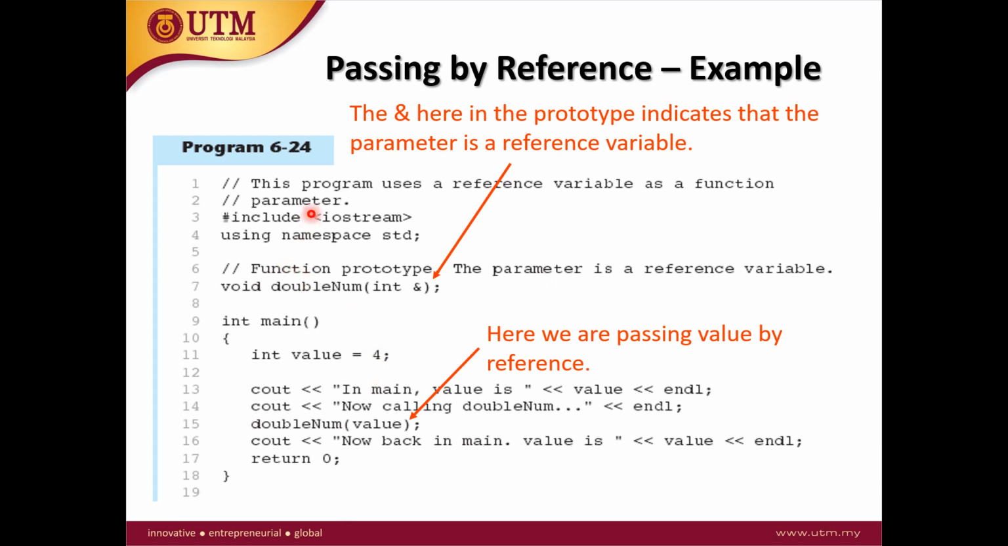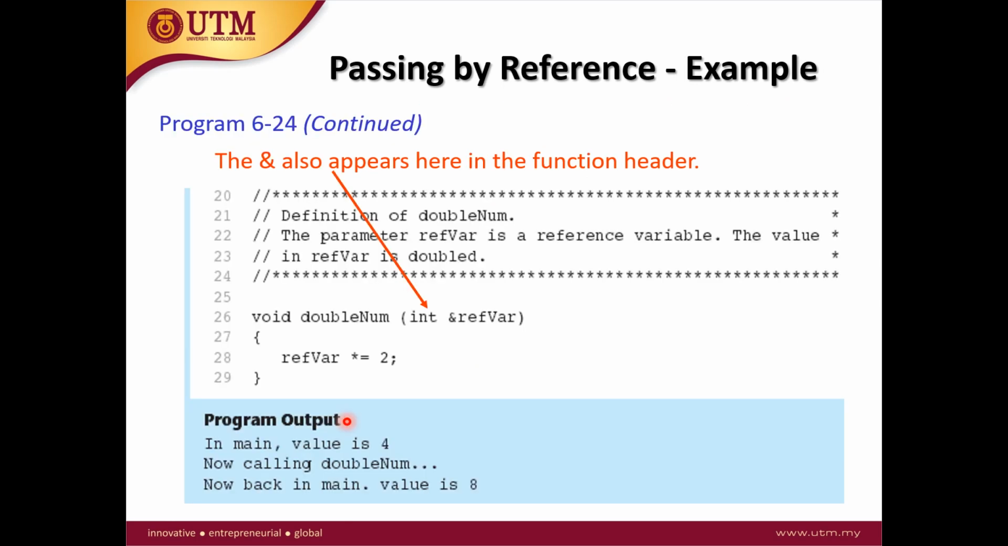Here we have this program, and this is the function prototype, and now we are seeing a reference. You are passing a parameter by its reference. We have value set to 4, and we are printing the value, and then we are calling this function and sending this value, but this value has been passed to the function by reference. So 4 is going to be printed, and then we are calling that function. Let's see what's inside that function.